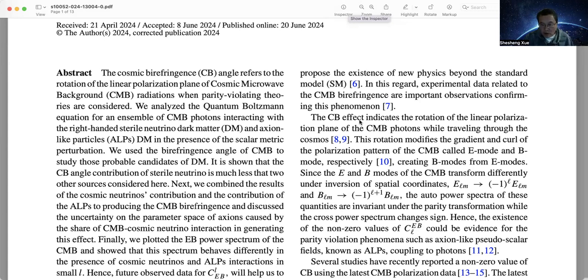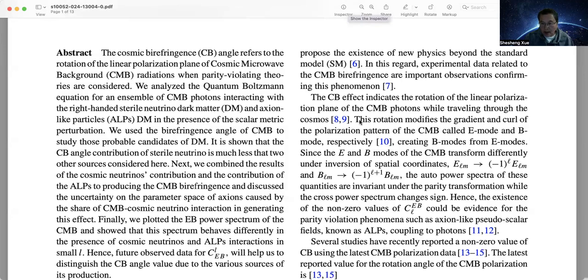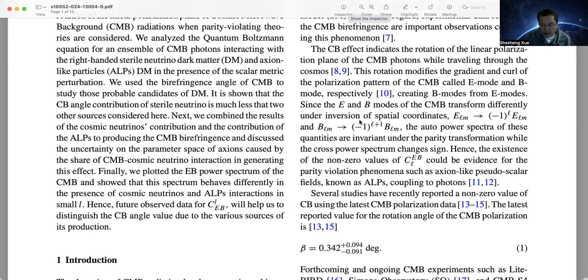From a theoretical point of view, the CMB birefringence effect indicates the rotation of the linear polarization plane of the CMB photon while the photon travels from the last scattering surface to us. This rotation is measured by an angle describing how the linear polarization plane is rotated. The angle is denoted by beta, in equation 1, and it is measured as 3.342 degrees.